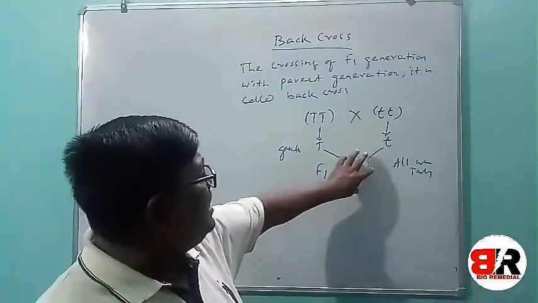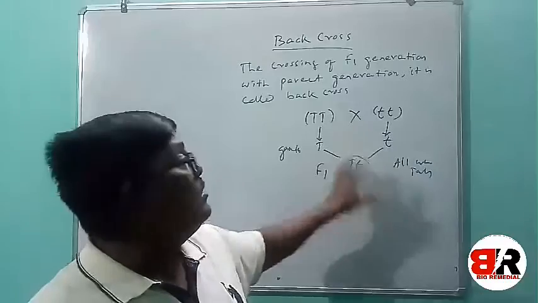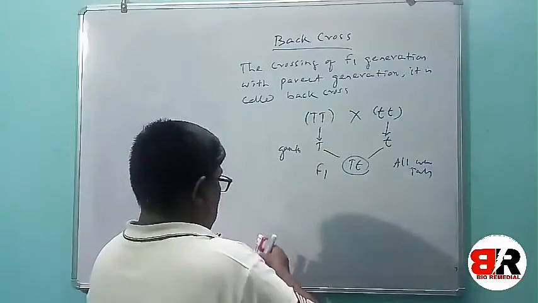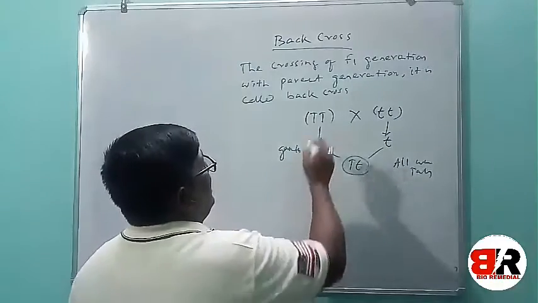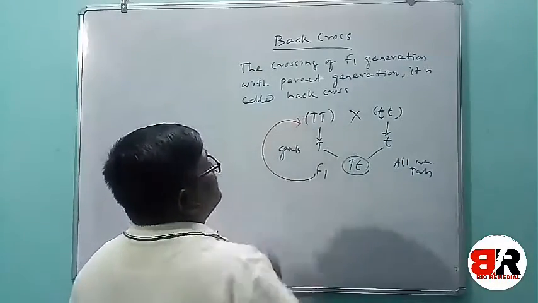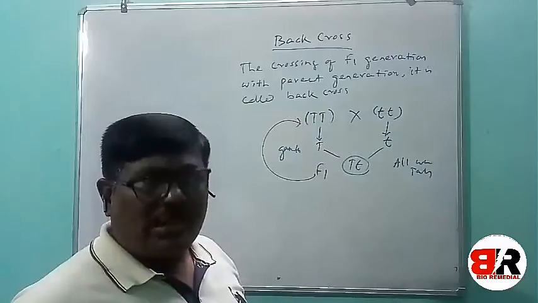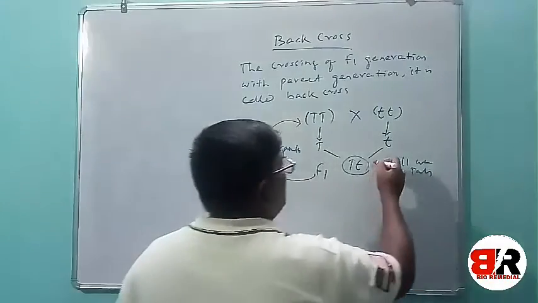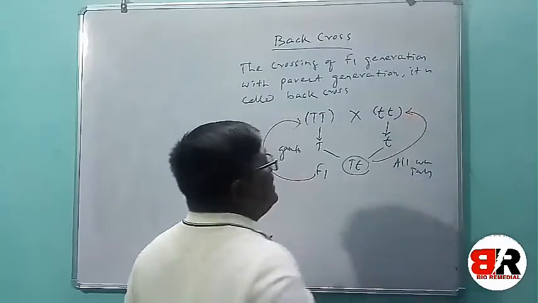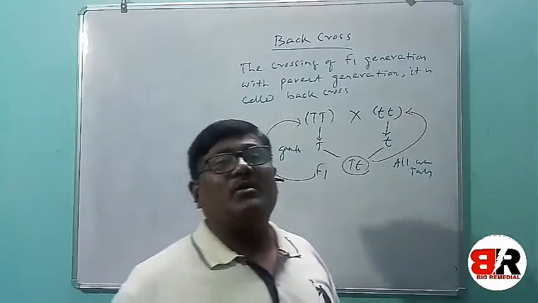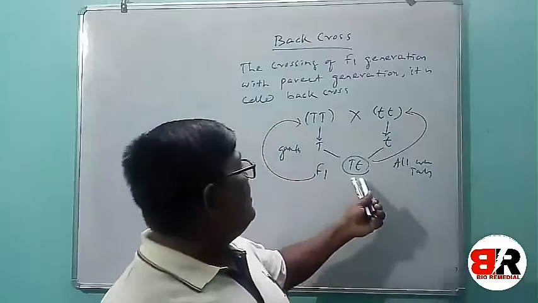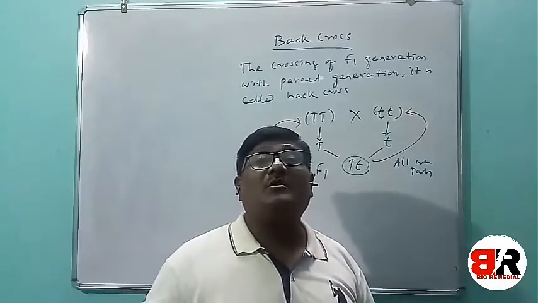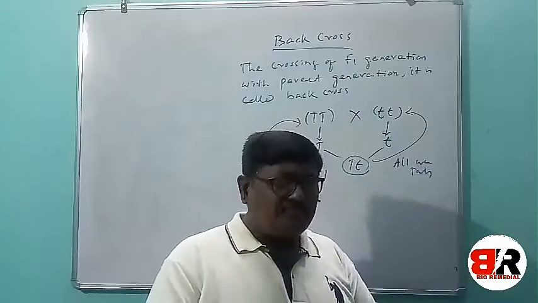Now, if the F1 generation plants are crossed with either the capital T, homozygous tall plants, or the homozygous dwarf plant, in any case we can call it back cross because the F1 generation is crossed with the parent. So that type of cross is called back cross.